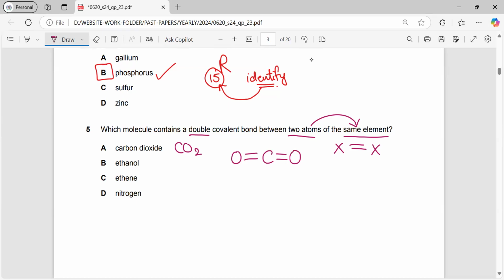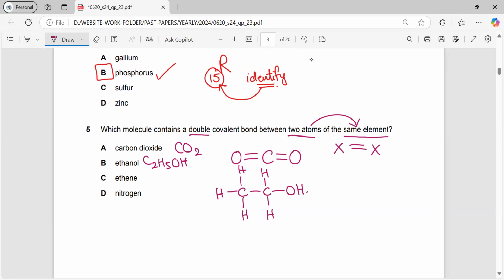For ethanol, the ethanol structure is CH3, CH2, OH. This is ethanol, C2H5OH. So as you can see, there is no double bond in the ethanol molecule.